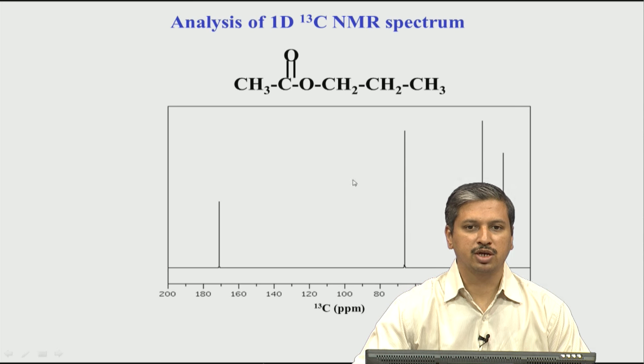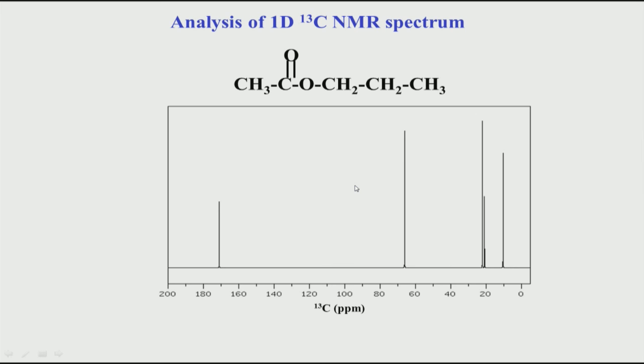This is the spectrum shown here for this particular molecule. Our objective is to figure out which carbon corresponds to which peak. First, let us look at the functional groups. Here we have an ester functional group. If you go back to the chart, you will see that ester carbonyls come somewhere between 160 to 175 ppm, and that is what we are seeing. We are seeing a peak around 170 ppm, which definitely has to correspond to this carbonyl carbon.